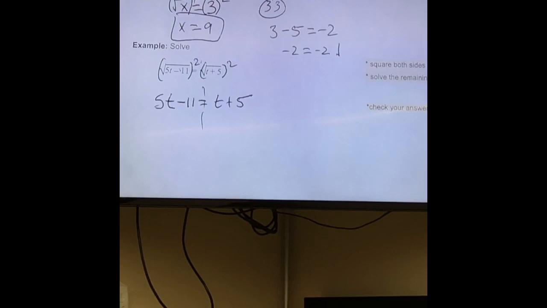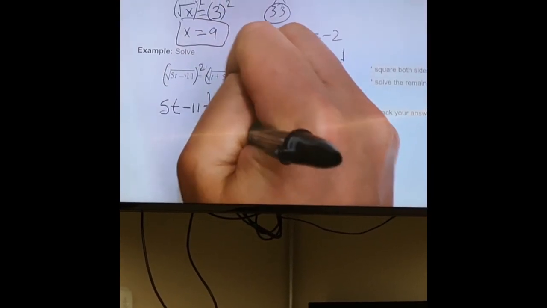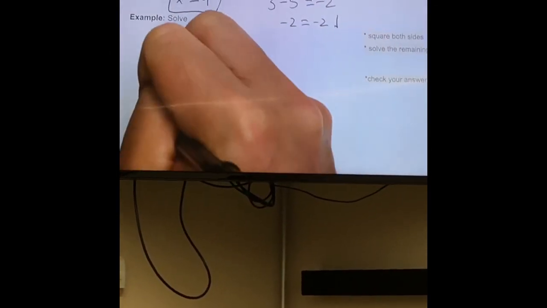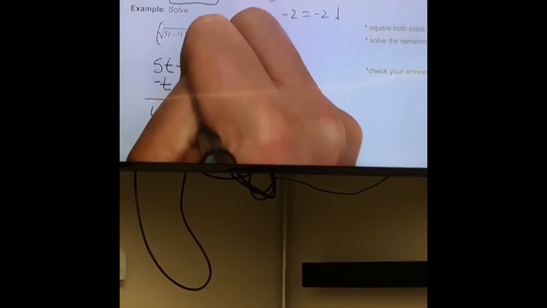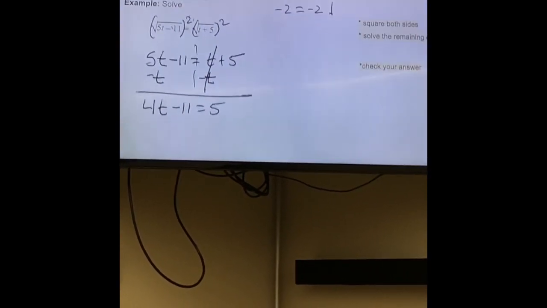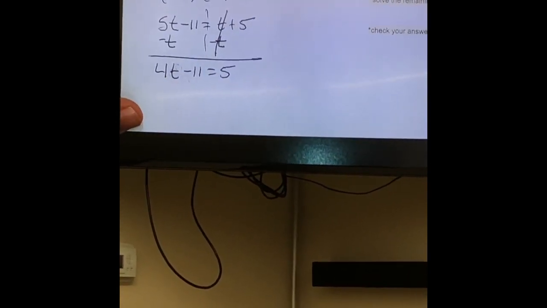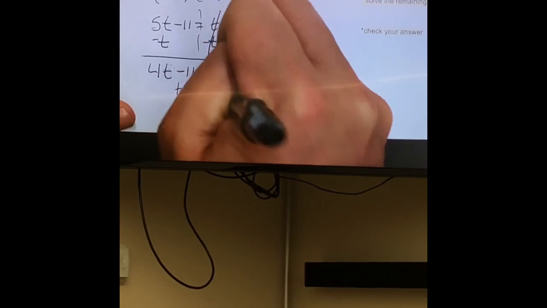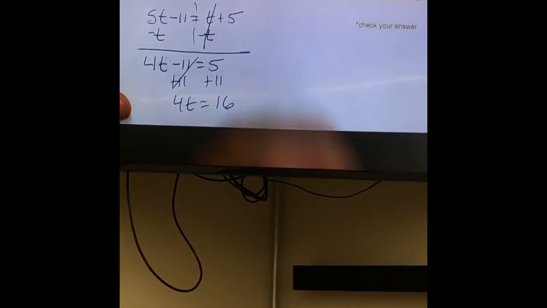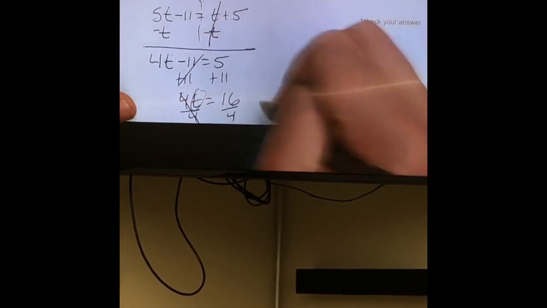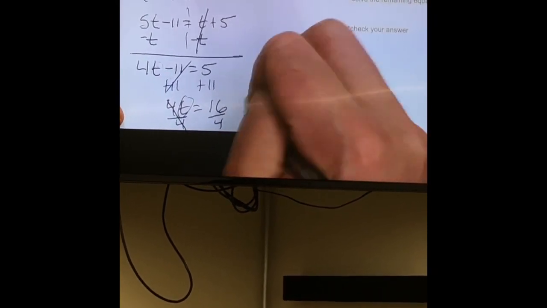You can move whatever you want at this point. I'm going to subtract t from this side and do that to the other side of the equation. 5t subtracting 1t leaves me with 4t minus 11 equal to 5. I want to get t alone, so I'm going to move the negative 11 by adding it to both sides. 4t is equal to 16. Lastly, to get t by itself, I'm going to divide by 4 to get t is equal to 4.